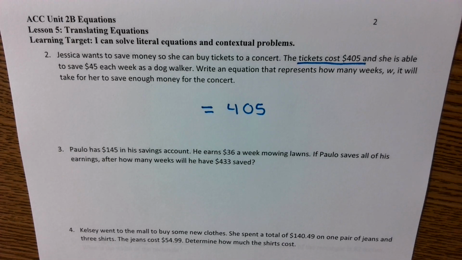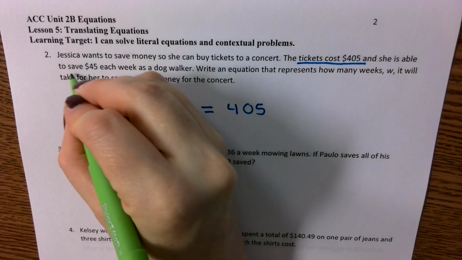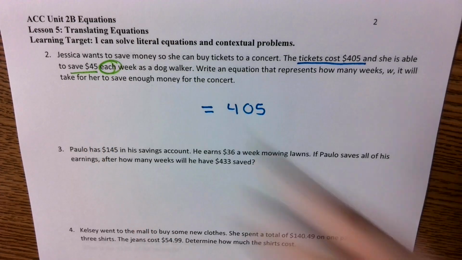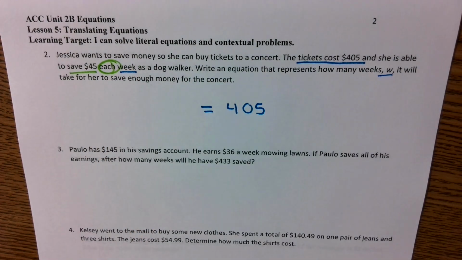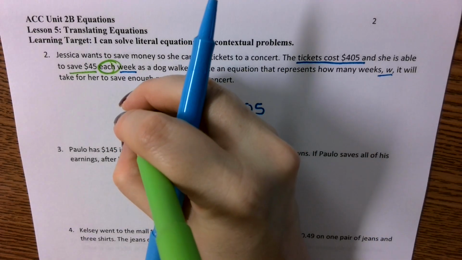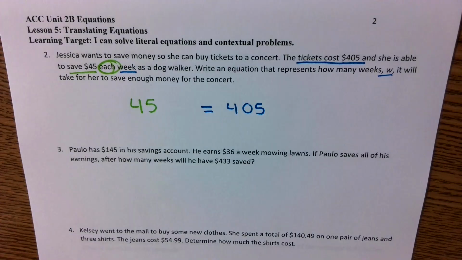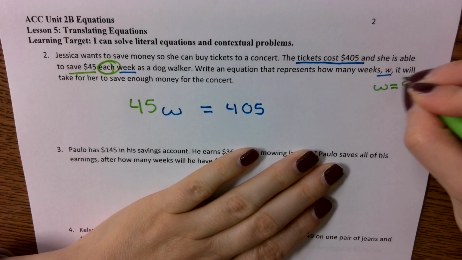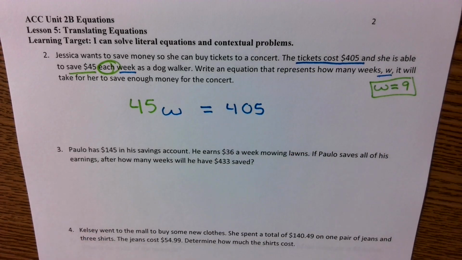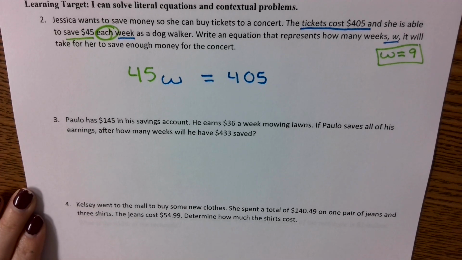It does say that she's going to save $45 each week. And right, we already know weeks is going to be our variable. So that 45 each week, that represents our coefficient, 45, and our variable, W. There's our equation. That's it. Now again, if you wanted to know what it equals once you've solved it, you would get 9 weeks. I'm just going to put that in the corner for you for those who want practice. 9 weeks worth.